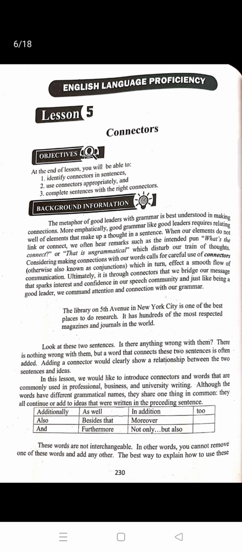Next, we move on to connectors. So here, you need to identify connectors in sentences, use connectors appropriately, and complete sentences with the right connectors. The metaphor of good leaders with grammar is best understood in making connections. Kasi if there are connectors, parang more organized yung pagde-deliver ng statement.